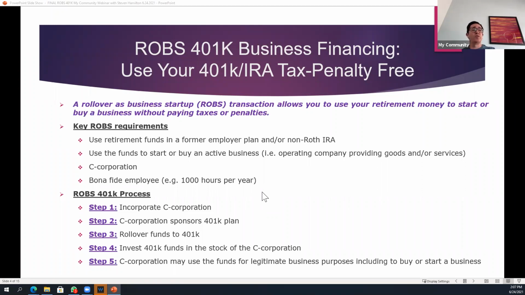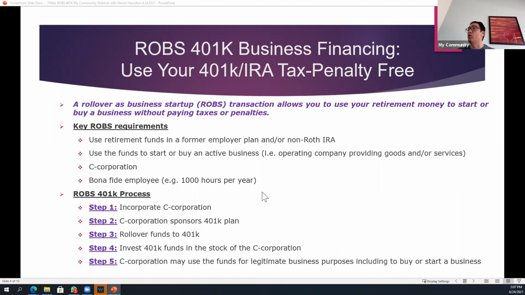As far as the process, you would start by incorporating a C corporation. That C corporation sponsors a 401k plan. You roll your money over from your pre-existing account into that new 401k. Of course, that's not going to be a taxable transfer because it's going from one retirement account to another. Then with that 401k, we are the IRS approved sponsor of that plan, which allows you to invest in the stock of your new employer, meaning that C corporation. So you would invest the 401k funds into the stock of the C corporation.